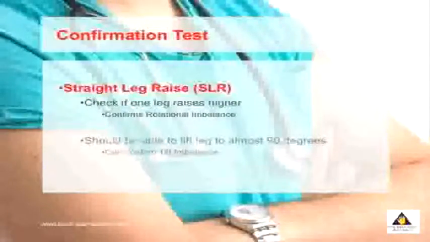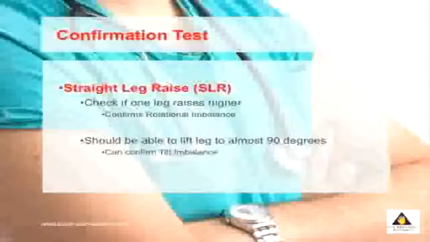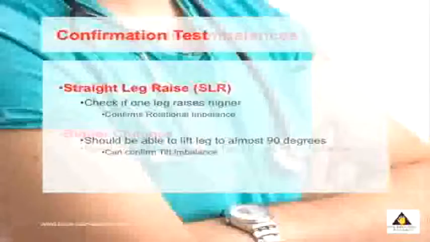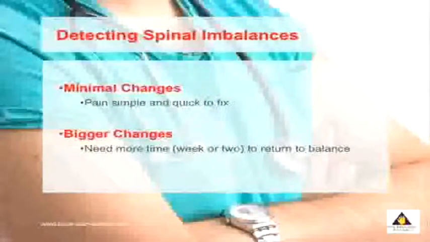Now there are two things that you will note. First, you may find you can lift one leg higher than the other side. Now if this is the case, then again it confirms that you have a rotational imbalance. Secondly, people should be able to lift their leg up to almost 90 degrees. Now if you find that you can't lift your leg up to 90 degrees, and if both your legs are similar, then you may have those tilt type imbalances. But these two simple tests indicate that there are imbalances in your spine.